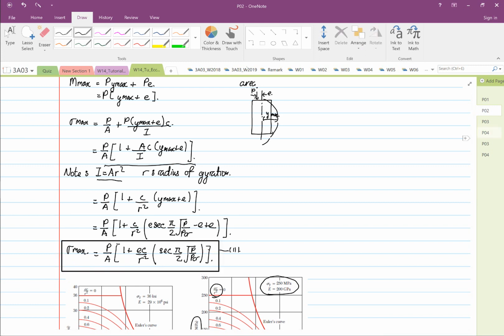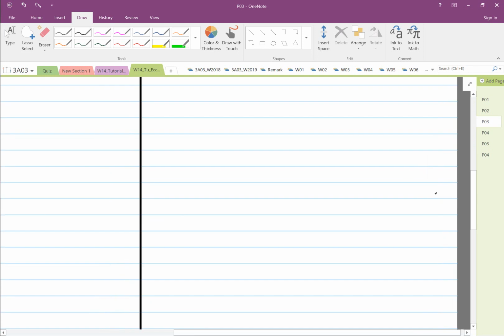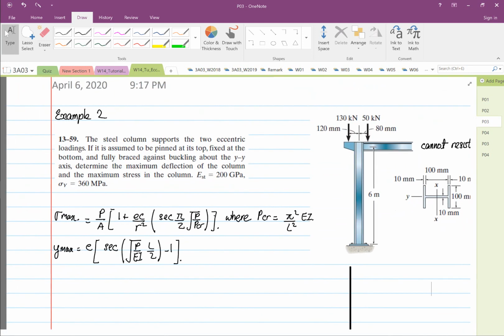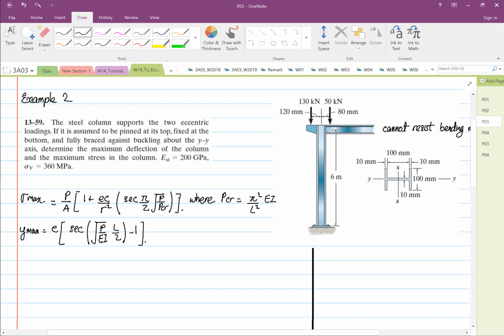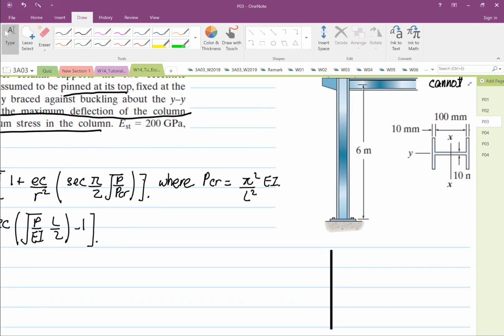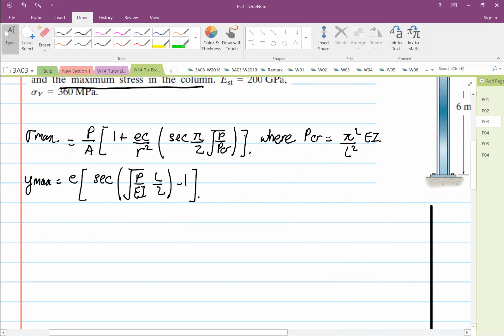We're going to do one example now. In this example, the steel column supports two eccentric loads, 120 millimeters by 80 millimeters, at 130 kilonewton and 50 kilonewton. It's assumed that the column is pinned at its top and fixed at the bottom. We're going to determine the maximum deflection and maximum stress in the column. So we have these two things to determine. The equation that we're going to use is stress max is equal to P over A.